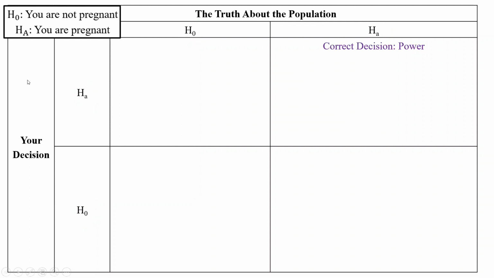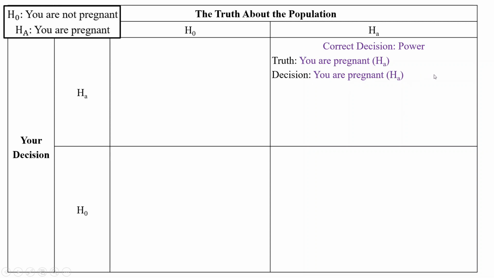Well, let's start with our correct decision, which we call power here, right? The truth is that you are pregnant, and your doctor decides, hey, you are pregnant, okay? That is a great conclusion. That is a correct decision. We call that power. So the truth, you are pregnant, HA. The decision, you are pregnant, HA.